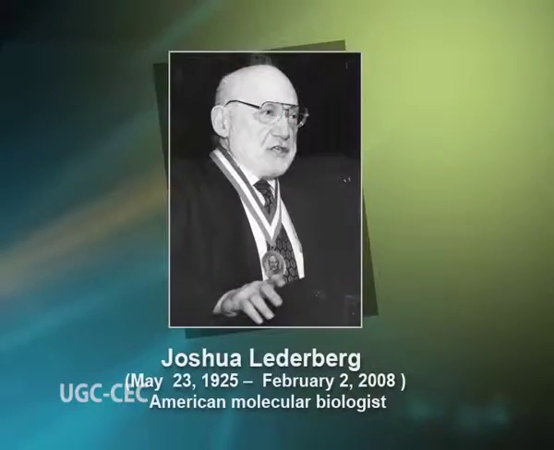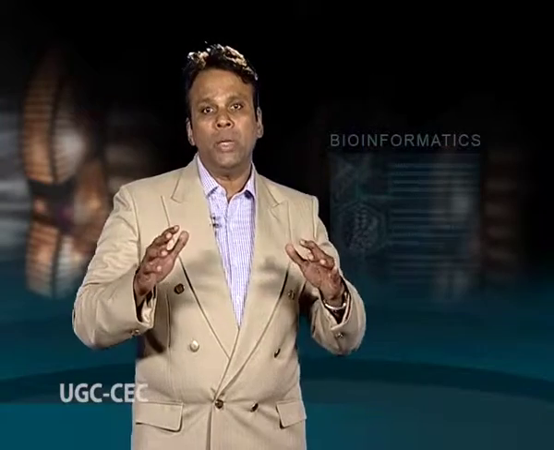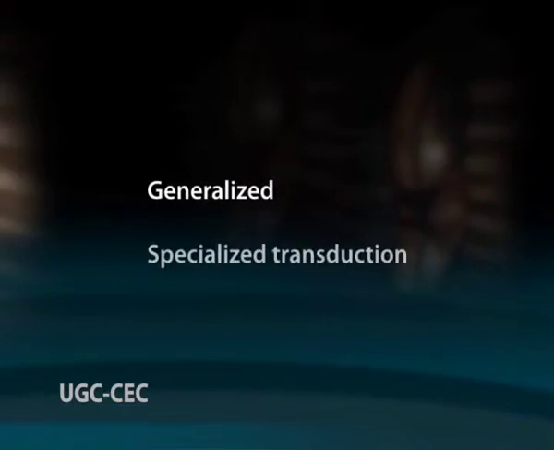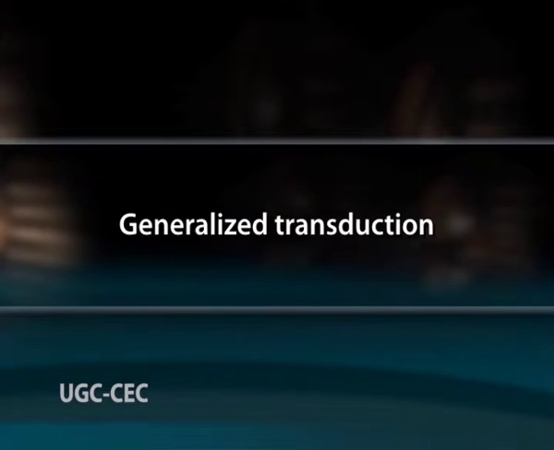Now, let us see about transduction. It was discovered by Norton Zinder and Joshua Lederberg in 1952, and it occurs when a bacteriophage particle carries a segment of the chromosome from one bacterium to another bacterium, facilitating subsequent recombination of the genetic markers of the two cells. Two different types of transduction are known: generalized and specialized transduction. First, let us see about generalized transduction.